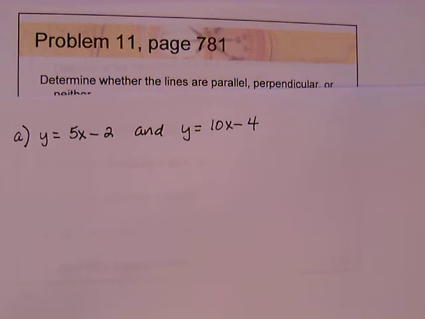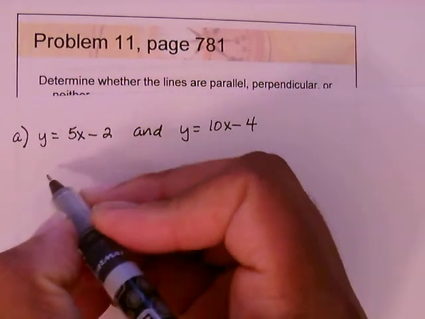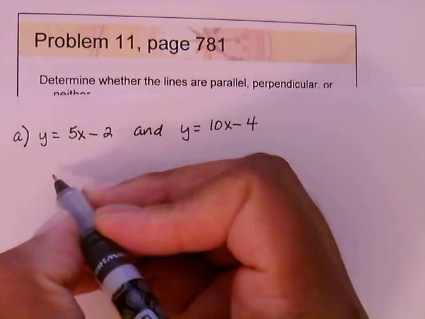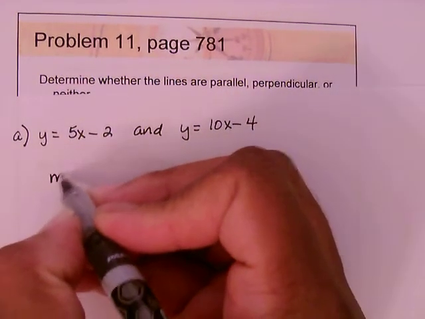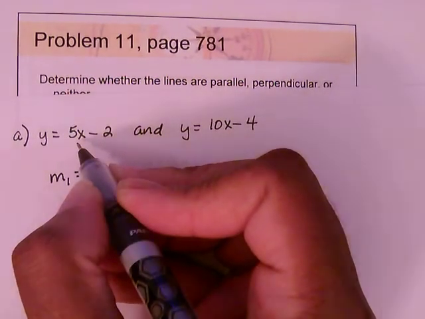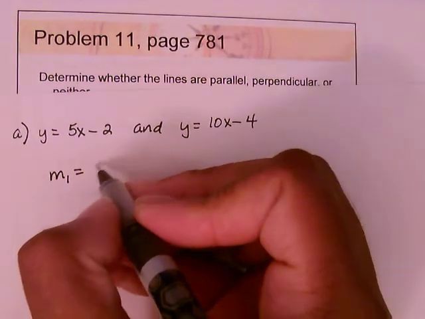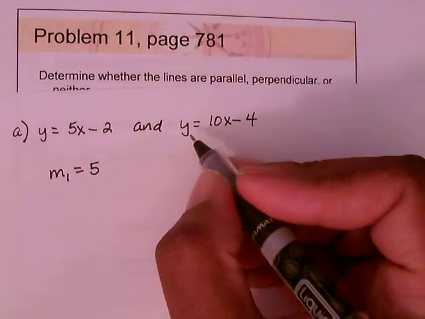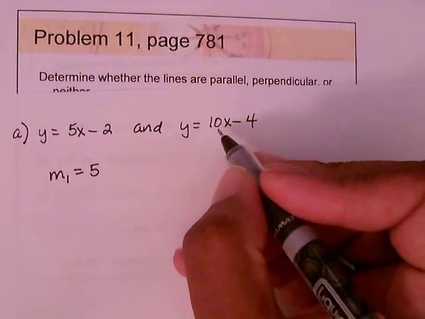Now, in this case, they're both solved for y, so I can identify the slope and the y-intercept. Well, just the slope of each one of those. So that first equation, y equals 5x minus 2, I'm going to let this be m1. It's the coefficient of x, that's going to be 5. And for the second equation, y equals 10x minus 4, m2, that's going to be 10.